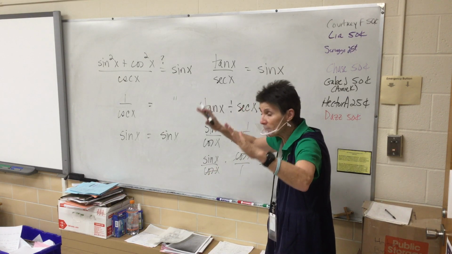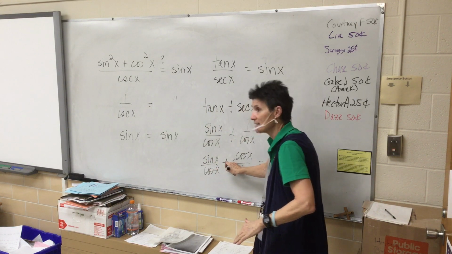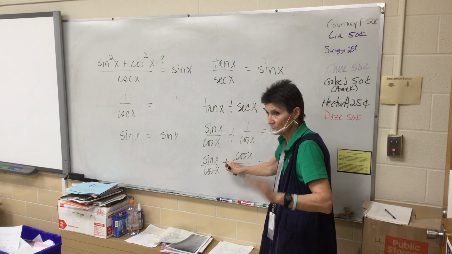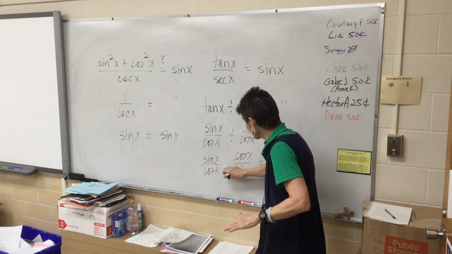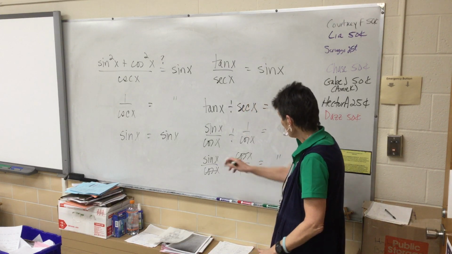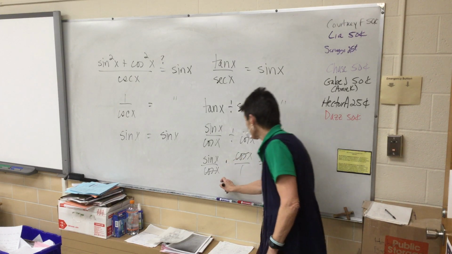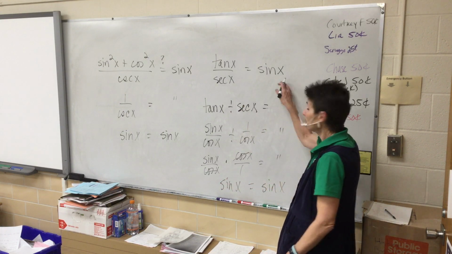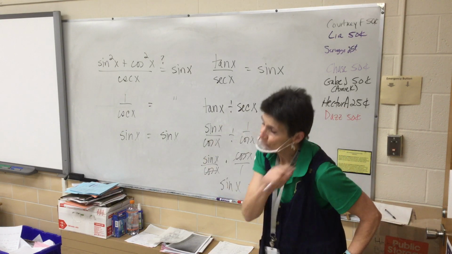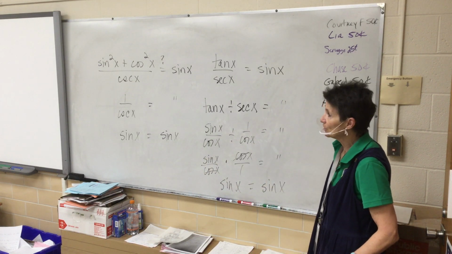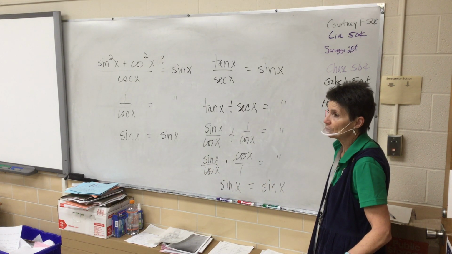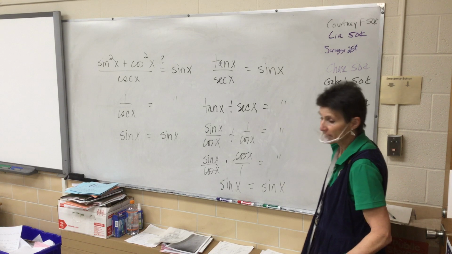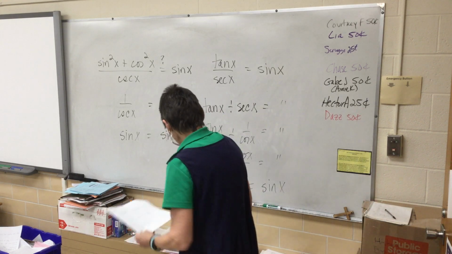Now, always remember, guys, if this is a plus sign, you can't cancel, right? We cancel when it's a times. But what are we left with? Sine, which is exactly what we wanted to end up with, right? So you just proved your second identity. Good work. Okay. Number 3.